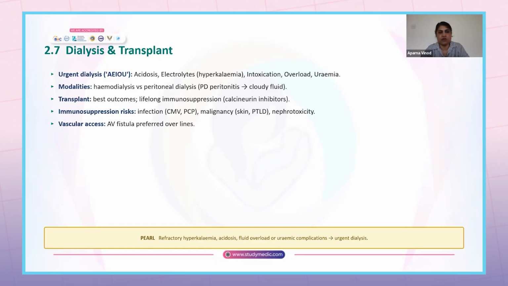Now, transplant will have the best outcome for a patient, but it will involve lifelong immunosuppression using calcineurin inhibitors and other immunosuppressants, which by itself can cause several other side effects which you should be aware of. Now, immunosuppression risk. You should be aware of infection with CMV or PCP, malignancy associated with immunosuppression, which is PTLD, skin malignancies, and nephrotoxicity can also be expected. For vascular access, we always prefer an arteriovenous fistula.